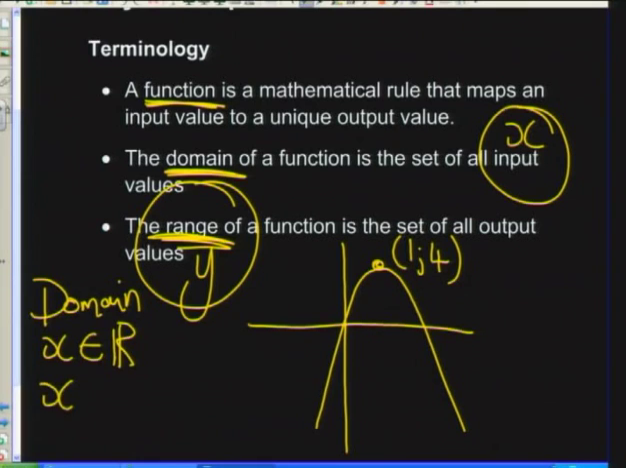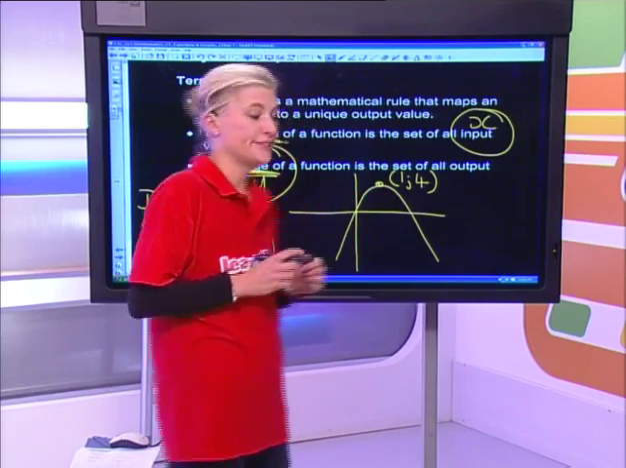Alternatively, you can use this notation where you say x is an element of negative infinity to infinity. And remember that the infinity signs are always accompanied by round brackets.